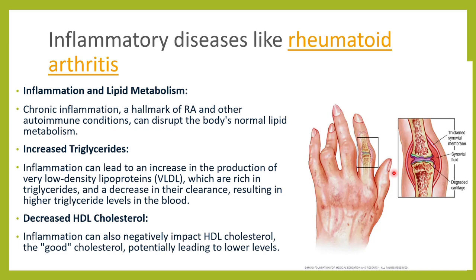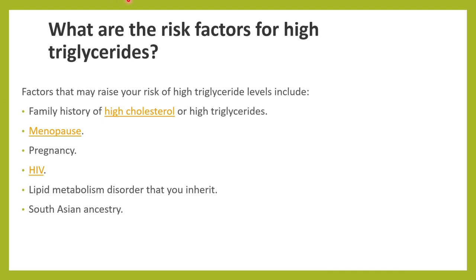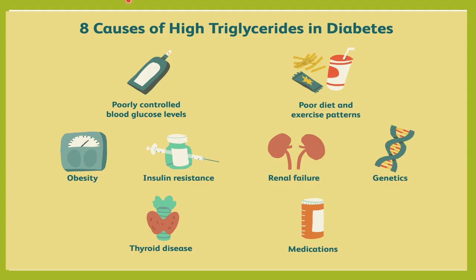Few risk factors which lead to increased triglyceride level are a family history of high cholesterol or high triglyceride, women who have attained menopause, pregnancy, when the triglyceride level can rise up, HIV, and inherited lipid metabolism disorders. Your ethnicity can also increase your risk for developing high triglycerides. These were a few of the causes which will lead to increased triglyceride level in your body.